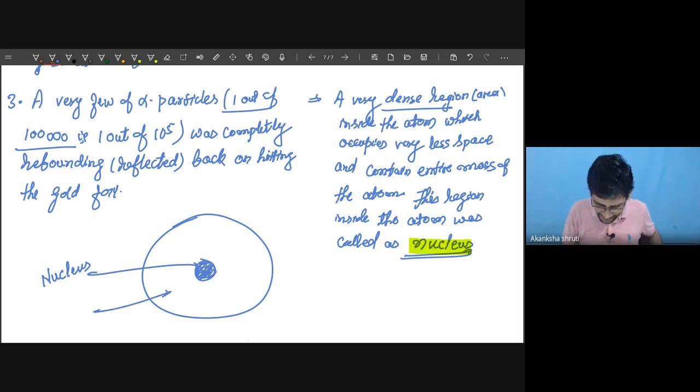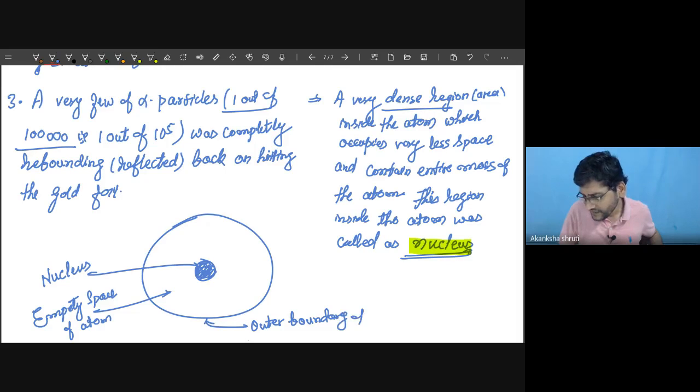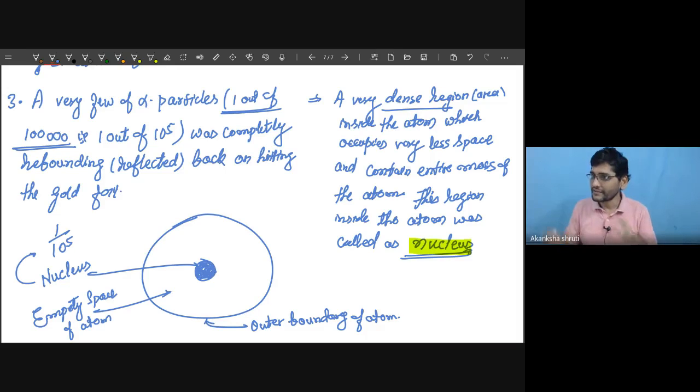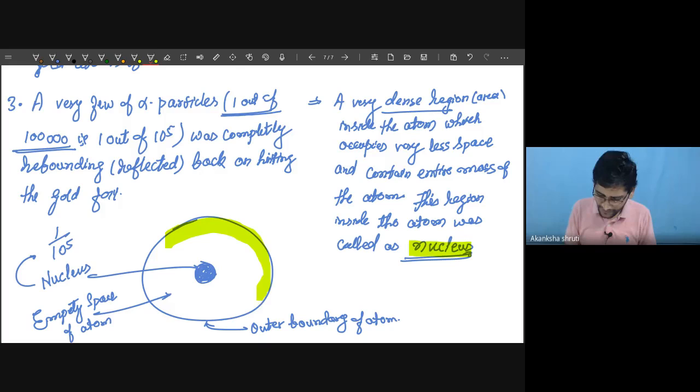And these are the empty space of the atom. So this is the outer boundary of the atom. What will be the size? A student, the size of this denser region called nucleus will be how much? Here it is observed that 1 out of 10 to the power 5. Means this region is 1 by 10 to the power 5 times smaller than the entire volume of the atom. Means the entire volume is 10 to the power 5, then the center region will be 1 only.